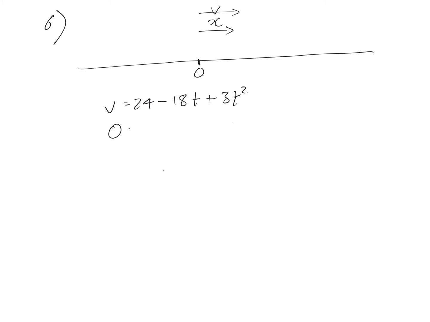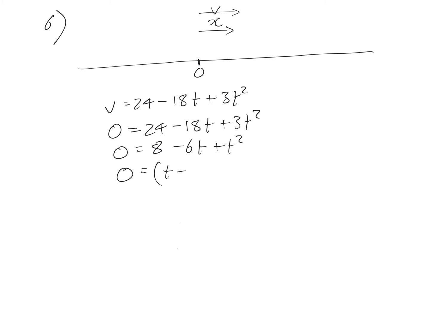So 0 equals 24 minus 18t plus 3t squared, divided all by 3. Let's hope they've done it nicely for us. 8 minus 6t plus t squared, so (t minus 4)(t minus 2), so t equals 4 and 2. t2 is bigger, so t2 equals 4 and t1 equals 2. Okay, there we have part 1.